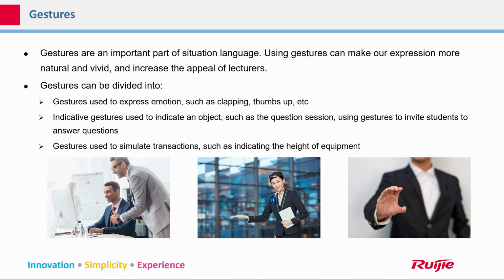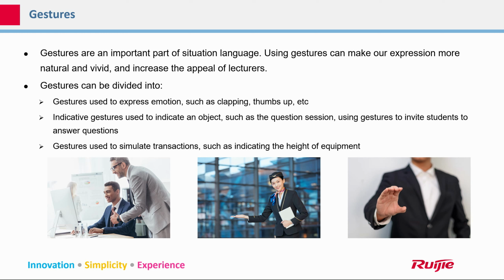And next is the indicative gesture, used to indicate an object, such as in a question session. Use a gesture to invite students to answer questions, right? And just as we mentioned, after asking a question, you should take a glance at each student, and from their expressions you can know, for example, someone is willing to answer it, and at this time you can use the indicative gesture to invite him to answer the question. And pay attention that you should not use your finger to point at one student at any time.